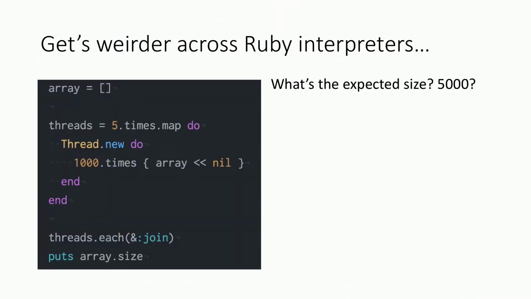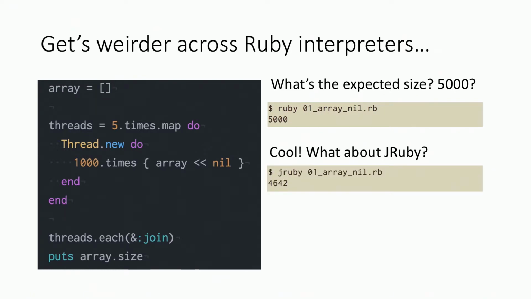It gets weirder when you use different Ruby versions. So here we're just going to have 5 threads adding 1,000 elements to an array. So each thread will add 1,000 elements. We're going to just check the size. So in Ruby, it seems to work pretty fine.